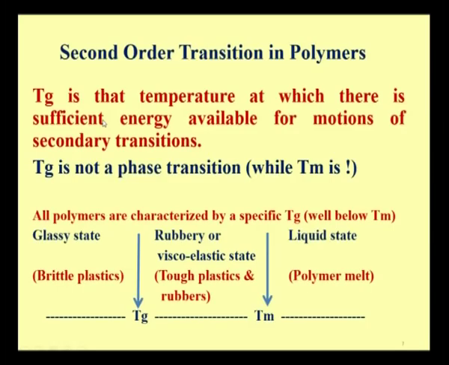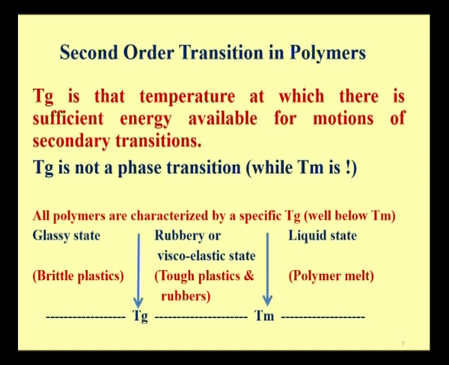Any polymer is supposed to definitely have a Tg value. Sometimes it may also possess a Tm value, depending on the amorphous and crystalline regions present in a particular polymer. Let us have a brief introduction to these types of Tg and Tm that are possible in polymer materials. Coming to the second order transition, which is more specific to polymers, the glass transition temperature, which we have seen already, is that particular temperature at which there is a sufficient amount of energy available for the motion of the secondary transition.